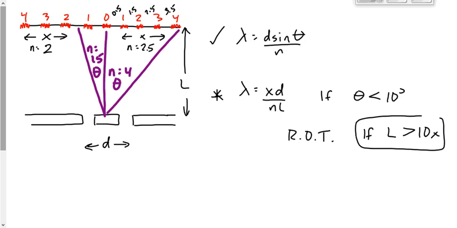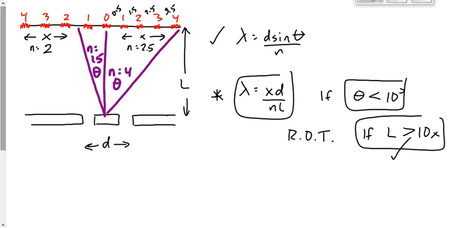So every time you look at your givens and you want to use this equation, do the little rule of thumb check. If L is greater than 10 times x, good to go. If it's not greater than 10 times x, then find theta, and if it's less than 10 degrees, you can still use this. But if it's not less than 10 degrees, then you've got to use this form of the equation or some form of that equation.